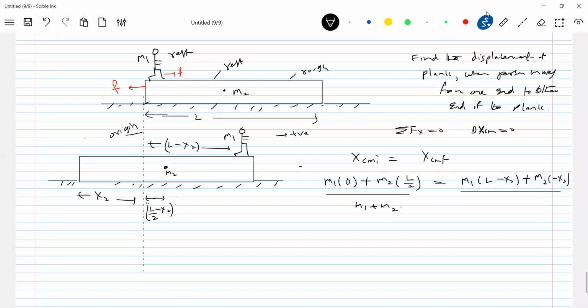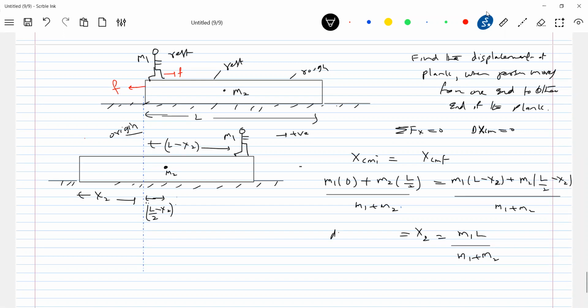Look at x2 now. The person is at a distance L minus x2. What about the center of mass of the plank? The center of mass of the plank is at a distance L by 2 minus x2, divided by total mass m1 plus m2. So the m1 plus m2 denominators get cancelled, leaving m2 L by 2 in the numerator. So finally, when you solve it, I get the displacement of the plank equal to m1 L by m1 plus m2.